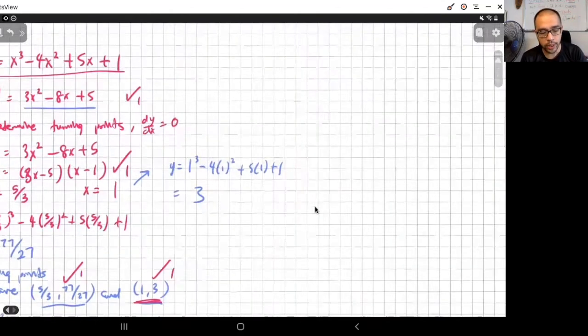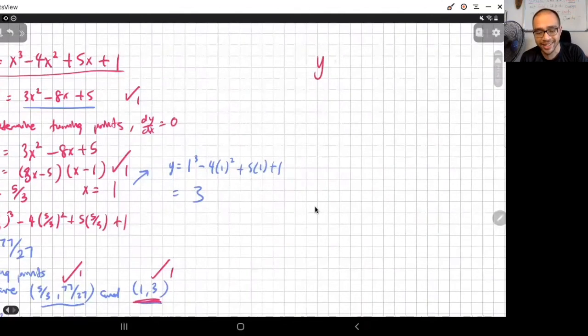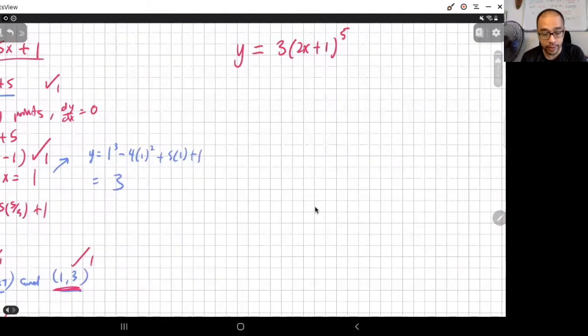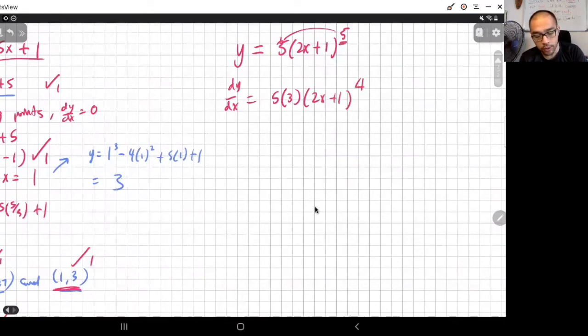Chain rule is the one where, for example, let's say y equals 3 times (2x plus 1) to the power of 5. So we use the chain rule, right? The inside, outside one. So dy/dx will be, you bring the 5 down, so 5 times 3 times (2x plus 1) to the power of 4, and then after that you differentiate the inside. When you differentiate the inside, you get 2, so you multiply by 2. So the answer for this will be 10 times 3, 30, (2x plus 1) to the power of 4.